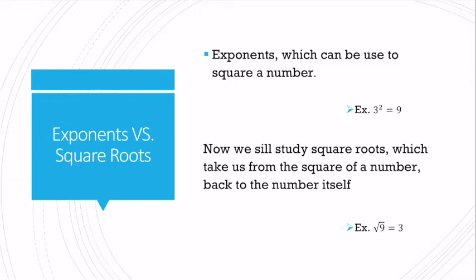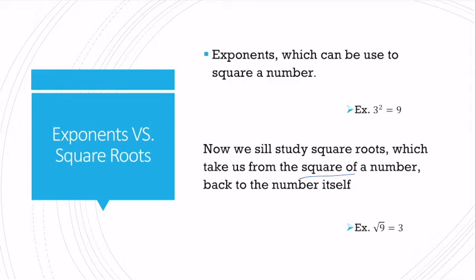Exponents can be used to square a number, right? And square roots undo exponents. So it takes us from the square of a number back to itself. So if 3 squared is 9, then the square root of 9 is 3. They undo each other. So if we want to take 5 squared, we'd take 5 times itself, and we'd get 25. Now, the square root of 25 is 5, okay? We are undoing what we did before.